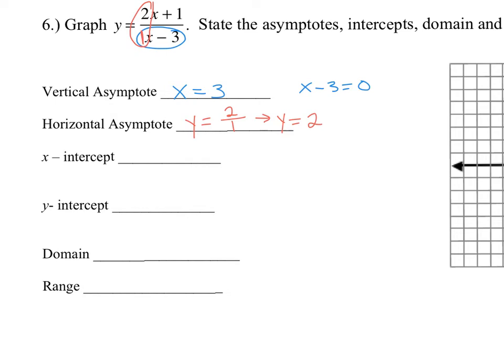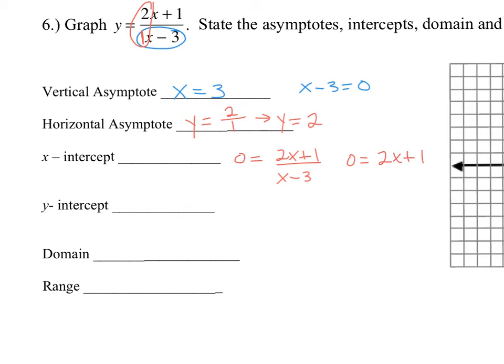For your x-intercept, the same way that we found x-intercepts pretty much the entire time, you set y equal to 0 to find an x-intercept. So 0 equals 2x plus 1 divided by x minus 3. When you cross multiply here, you're going to multiply 0 times x minus 3, which is just going to simply give you 0. And then when we cross multiply over here, remember there's a 1 that's underneath of the 0, so we're going to multiply 1 times 2x plus 1.